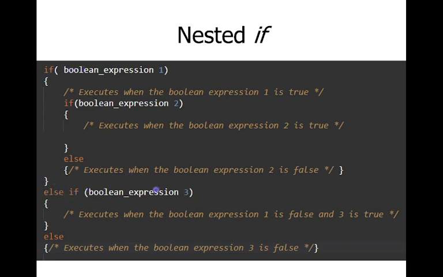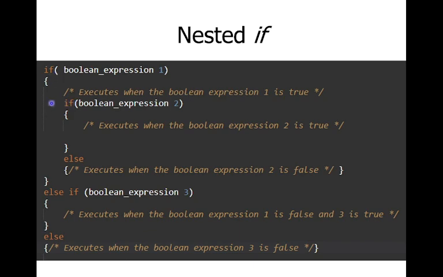And it will check for this boolean expression. If it is true, it will go inside this and execute, and if it is false, then it will go to the else. So it is an else if ladder we have already seen, but in this if statement, if it is true, it will go inside this expression. So this will be executed when boolean expression 1 is true.